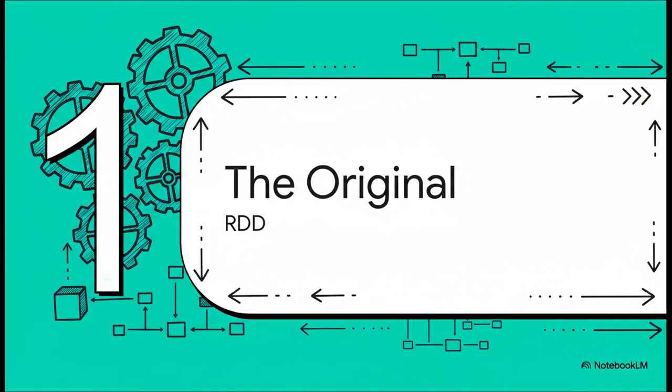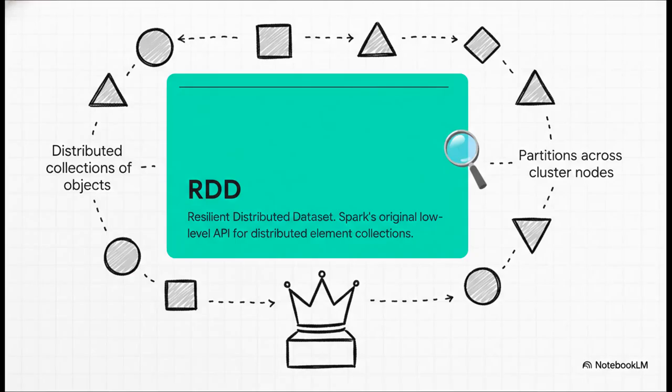So, to really get where we are now, we have to start at the very beginning with Spark's foundational data structure, the RDD. The Resilient Distributed Dataset, or RDD for short, is kind of the granddaddy of them all. It's a low-level API, and what it represents is basically an unchangeable collection of objects that are partitioned and spread out across all the different computers in your cluster. Just think of it as the original building block of Spark.